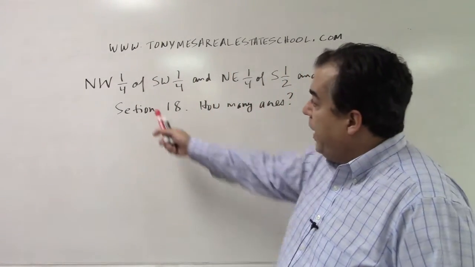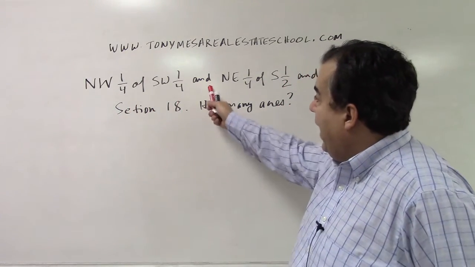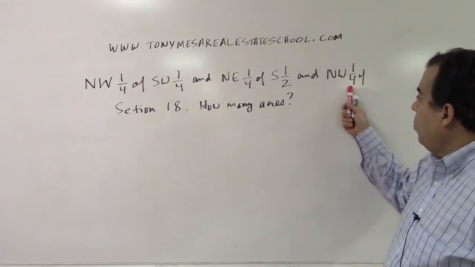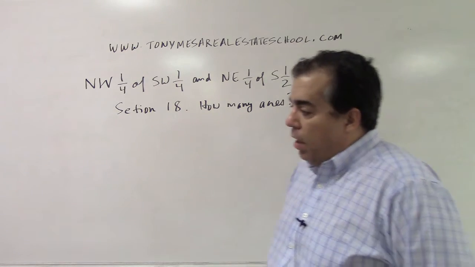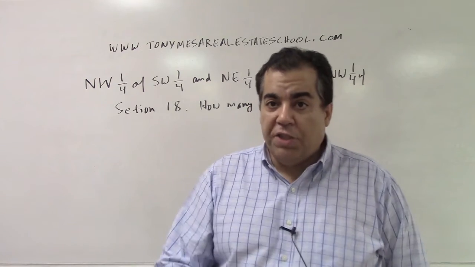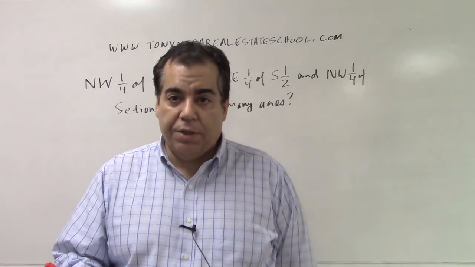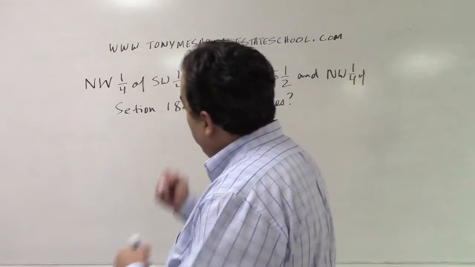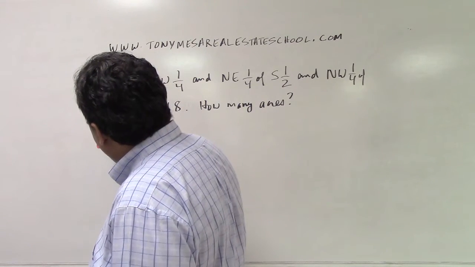And if we have the following question, we have the northwest quarter of the southwest quarter and the northeast quarter of the south 1/2 and the northwest quarter of section 18, how many acres is that? The first thing is it doesn't matter if it's section 18 or section number 1 or section number 9. Each section has in it 640 acres, right? So it doesn't matter which section, right?